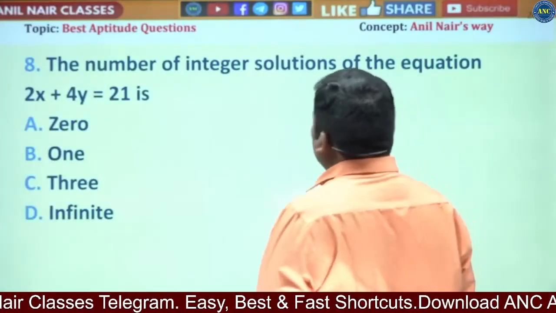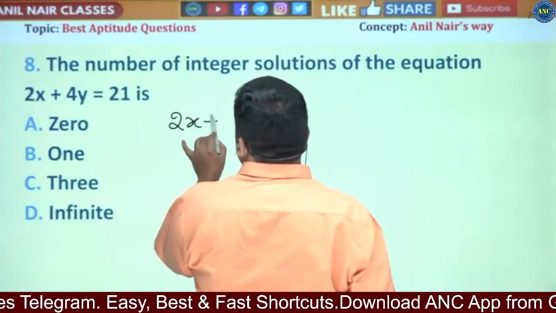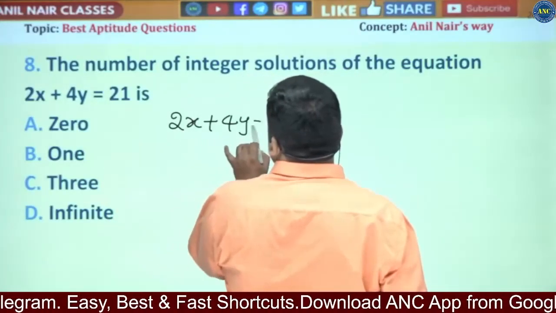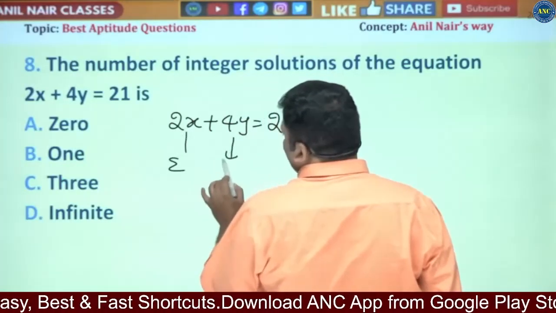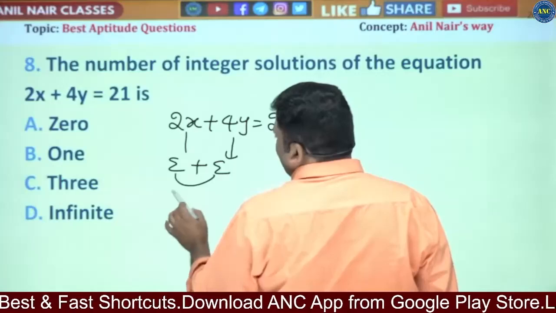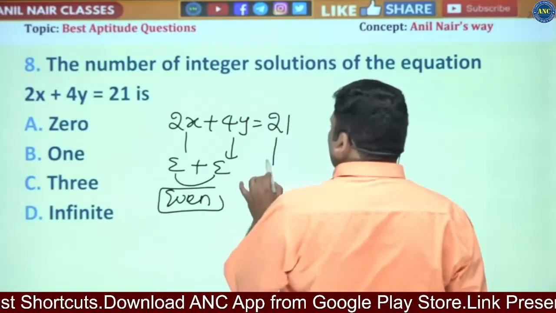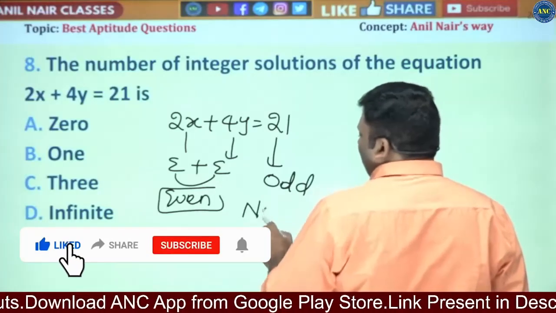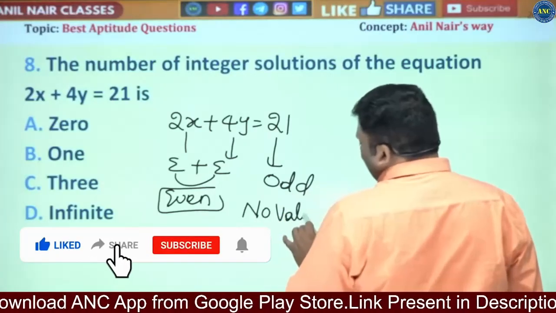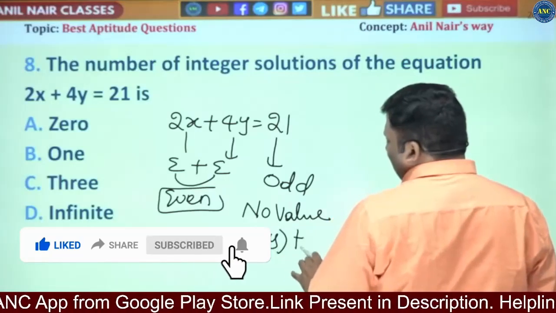The number of integral solutions for the equation 2x plus 4y is equivalent to 21. 2x is an even number. 4y is an even number. Even plus even is an even number. Answer should be an even number. 21 is an odd number. So no value x comma y takes.